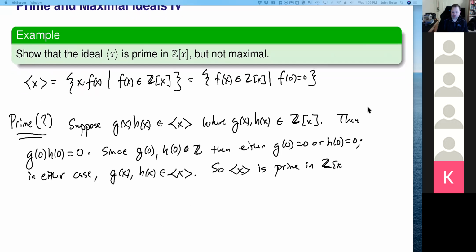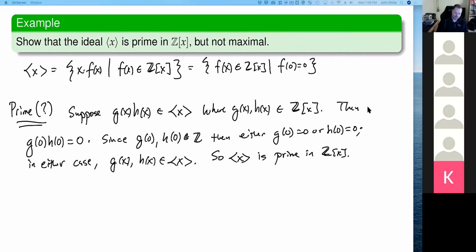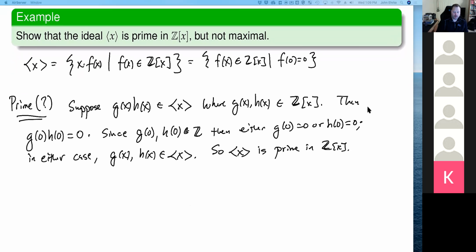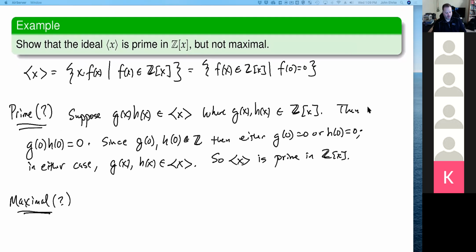So proving that things are prime is not terrible, usually. Maximal here is pretty trivial because we've already looked at an ideal together that contains this one. What ideal that we've discussed properly contains this one?